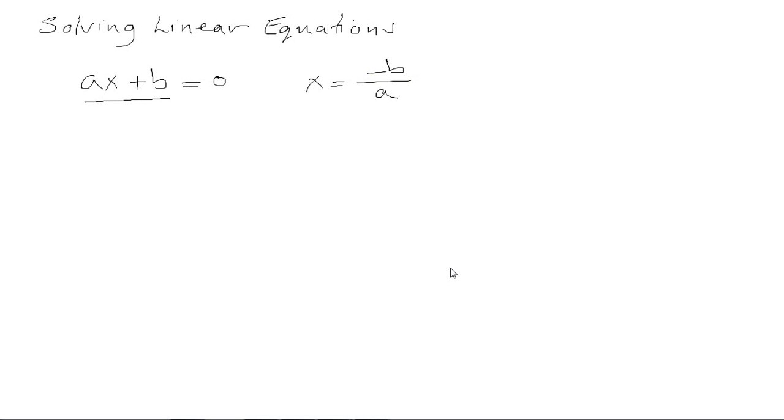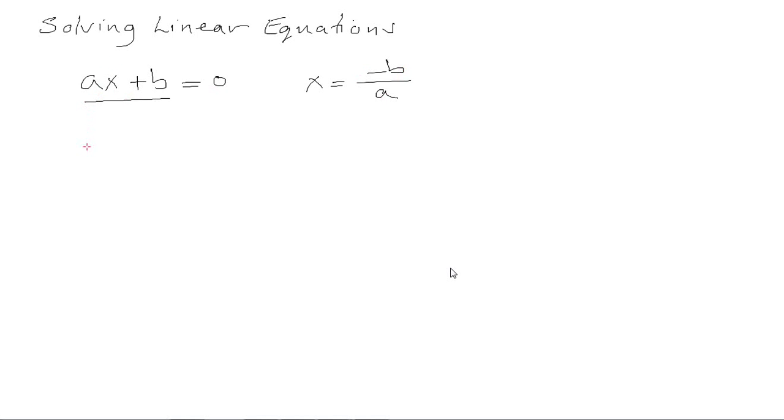And what does this mean? What does it mean that x equals minus b over a is a solution? It means that if I plug in this value into the equation, then the equality works. Now let's plug in this value for x in the equation and see whether the equation works.